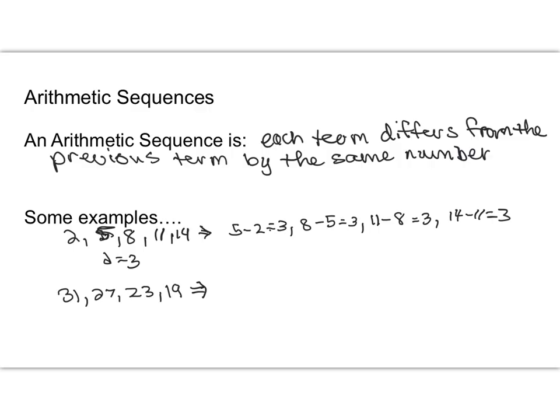So let's go ahead and find that so we can show that this is an arithmetic sequence, 27 minus 31. So our second term minus our first term is going to equal negative 4. 23 minus 27, also negative 4. And 19 minus 23 is also negative 4. So our common difference here is equal to negative 4, and we have an arithmetic sequence.